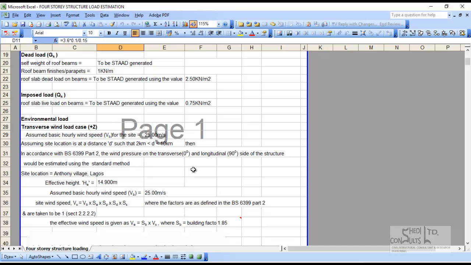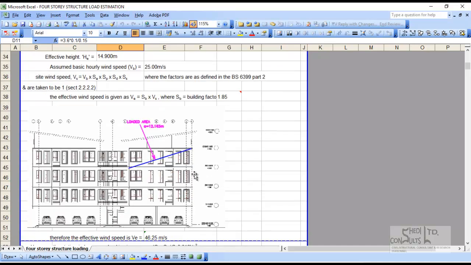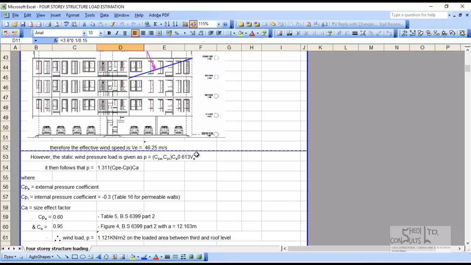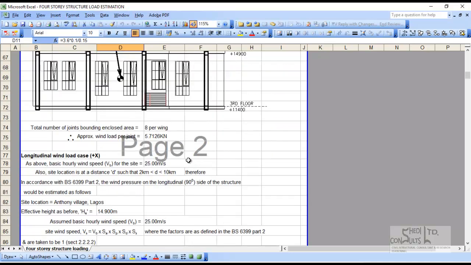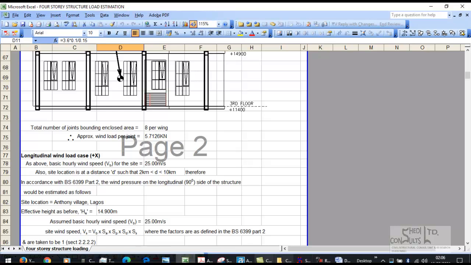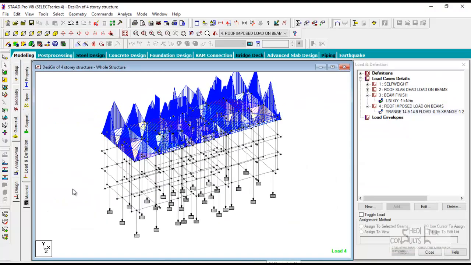So we have calculated the wind load as previously done. So let's apply the wind load in the transverse and longitudinal direction between the 3rd and the roof level. So we have calculated the wind load in the longitudinal direction, which is in the x-axis, and then we calculated the wind load in the transverse direction. The code specifies that the loads must be calculated in the longitudinal and transverse direction, and that for doubly symmetrical section, you must apply the wind load in a minimum of 4 directions.